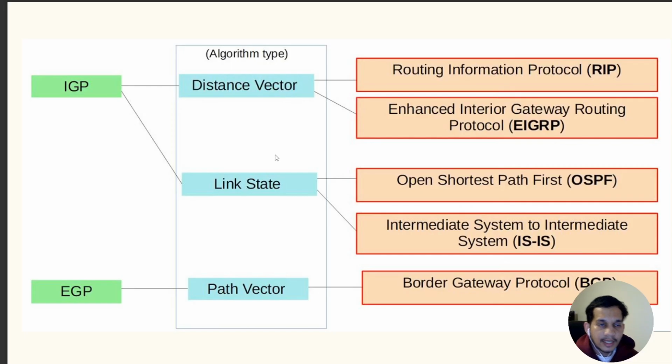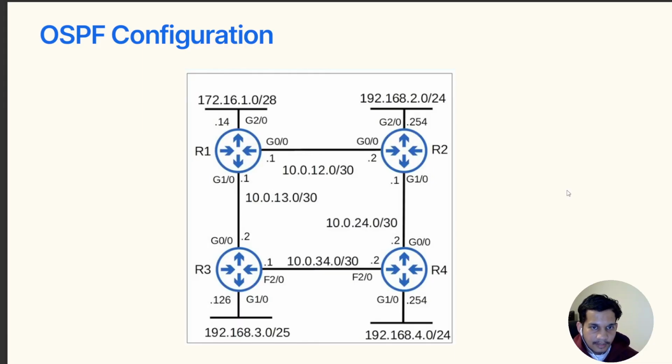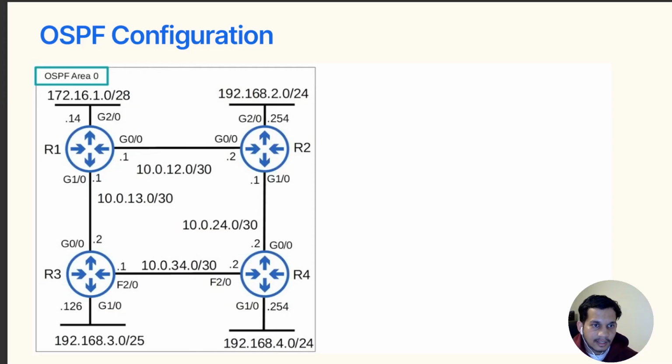As we have seen, OSPF, Open Shortest Path First, is a dynamic routing protocol which uses the link state algorithm. Let's take the same example from part 1. Let's consider OSPF area 1, where we have 4 routers connected to 4 different networks, and their interfaces are connected to those 4 different networks.